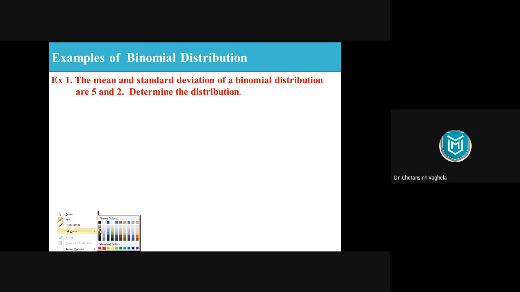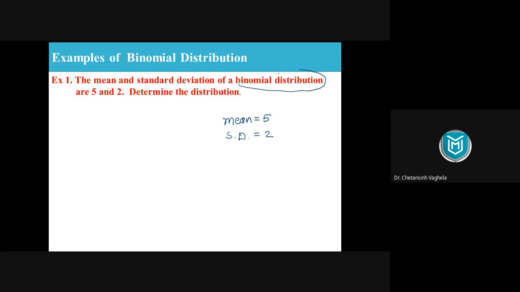Example 1, the mean and standard deviation of a binomial distribution is 5 and 2. कोई एक binomial distribution है, उसका mean 5 है, the mean of the distribution is 5. The standard deviation is 2. Now we need to determine the binomial distribution, the whole distribution. If the mean of a binomial distribution is 5, standard deviation is 2, then determine the distribution.